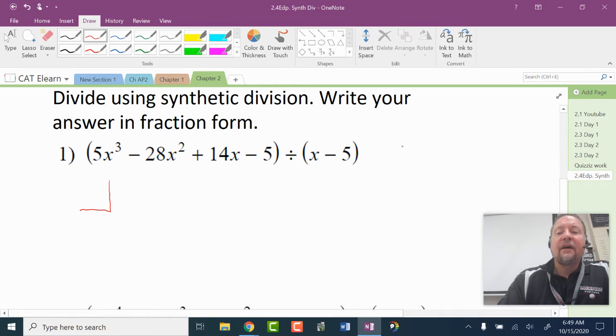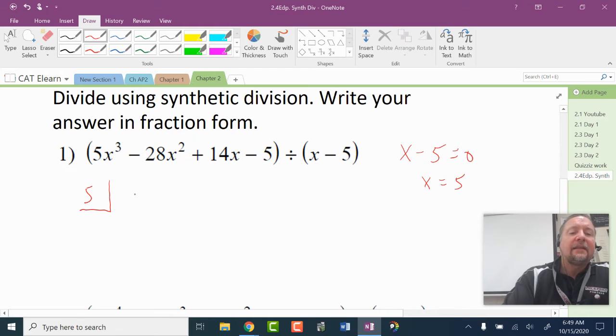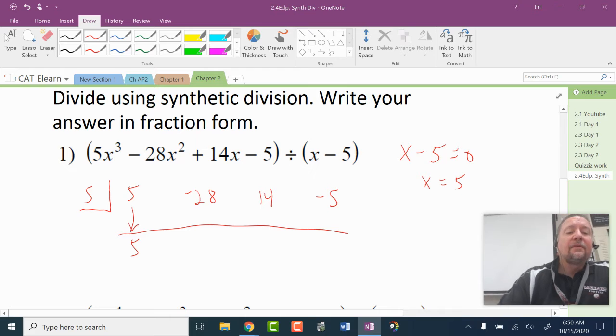If I'm going to synthetically divide by x minus 5, then you are going to synthetically divide by 5. Don't mess that up. Check if there's any missing terms: x cubed, x squared, x, constant. Nope. 5, negative 28, 14, negative 5. Bring down the 5. First step. That's how you get started. And then you start your multiply, add situation. Multiply, add. Negative 1. Ooh, close.